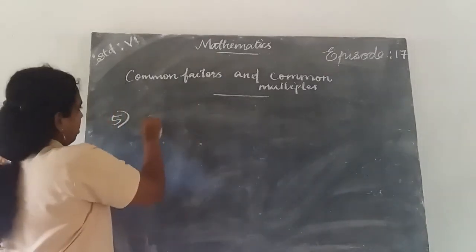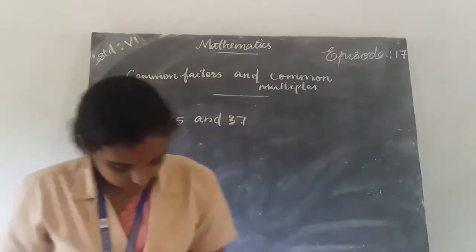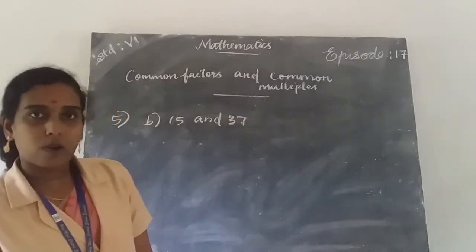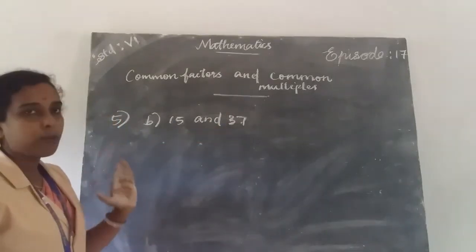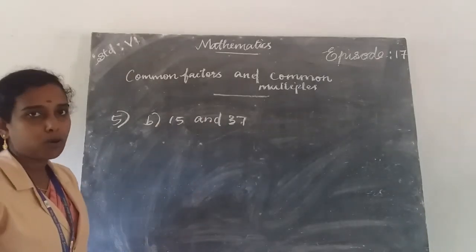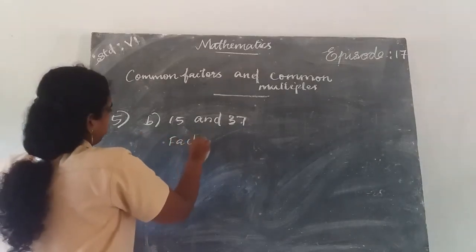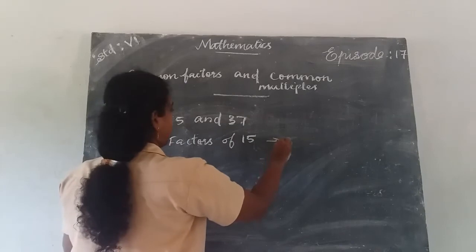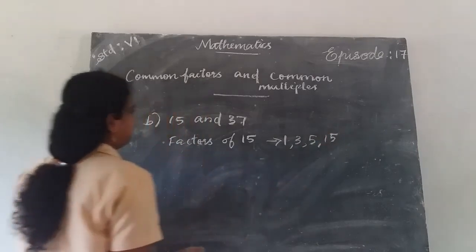The question number B, 15 and 37. So we want to find whether 15 and 37 are co-prime numbers or not. Okay. For that, first we find the factors of 15, then factors of 37, then find the common factors. If one is the only common factor, then we can say that these numbers are co-prime numbers. Okay. So, let us see. First we write the factors of 15. 15 comes under the table of 1, then 3, 5 and 15.